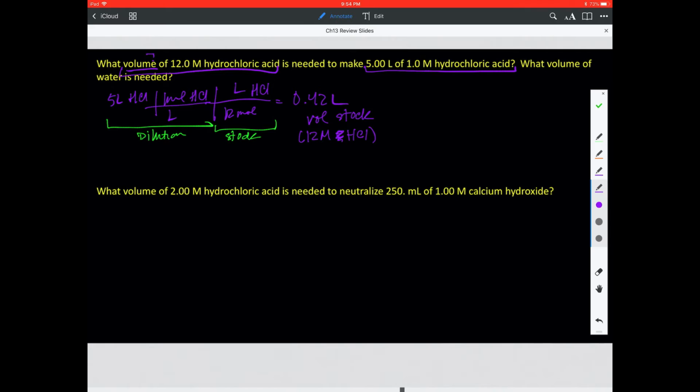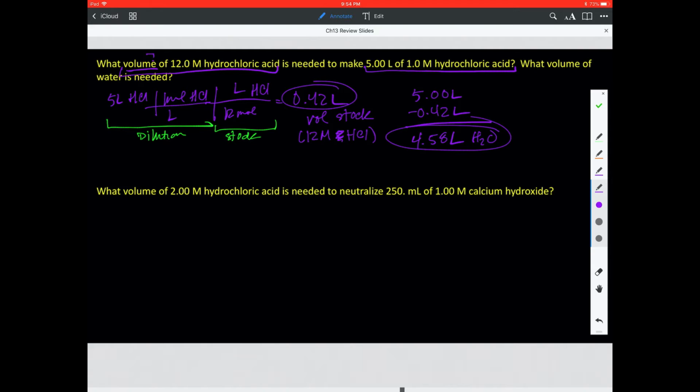All right, so then the second question says what volume of water is needed. So if I need 0.42 liters, my total volume is going to be 5 liters. That difference is what's going to give us the hypothetical amount of water, assuming that the volumes are additive. All right, so this is answer number 1, this is answer number 2.